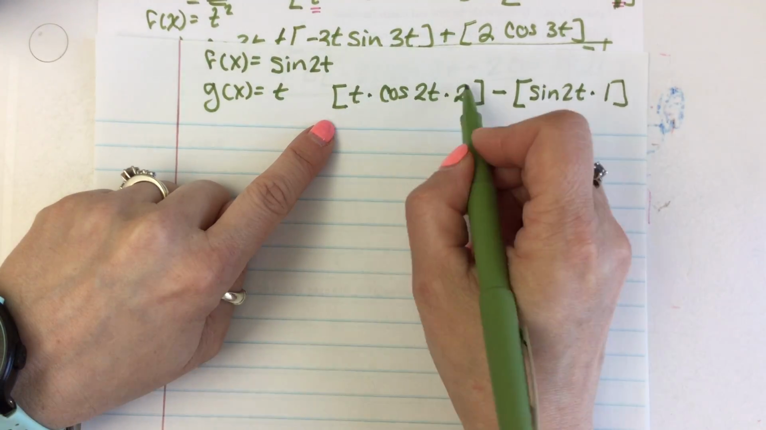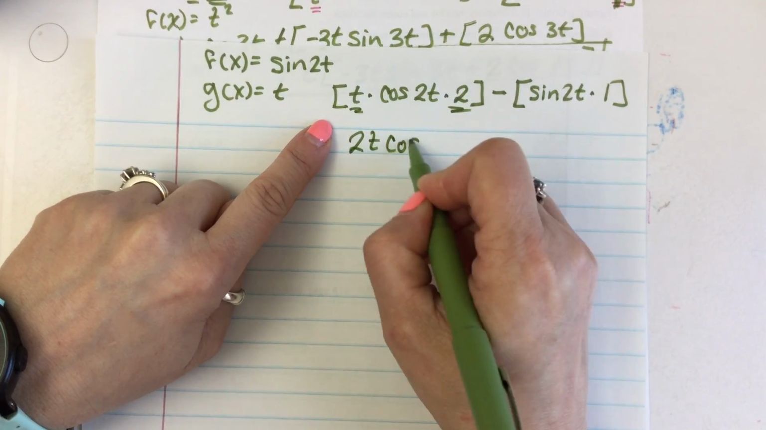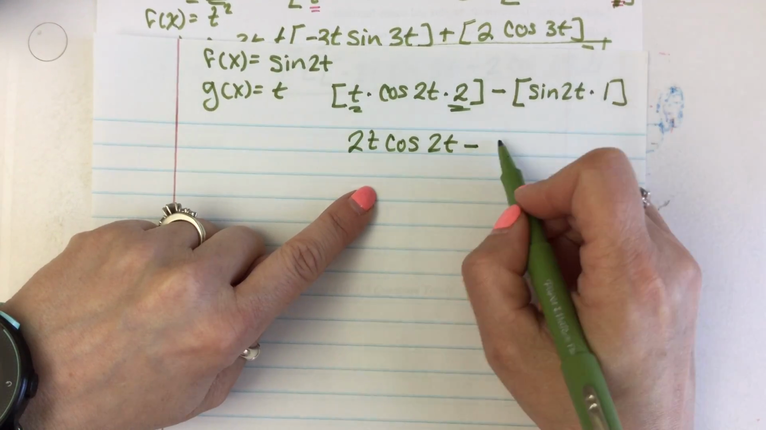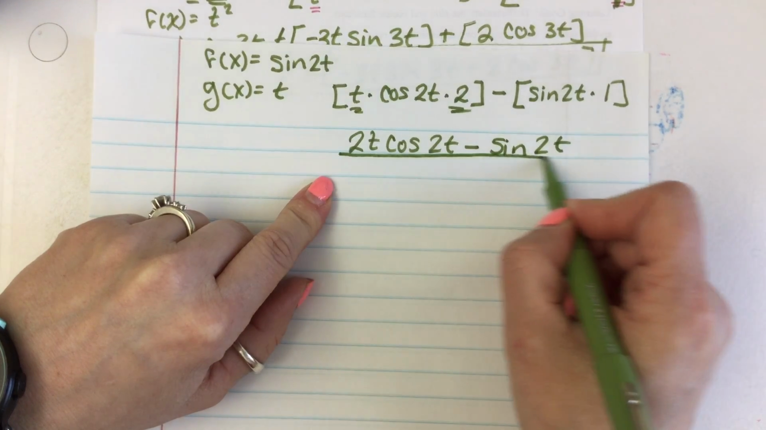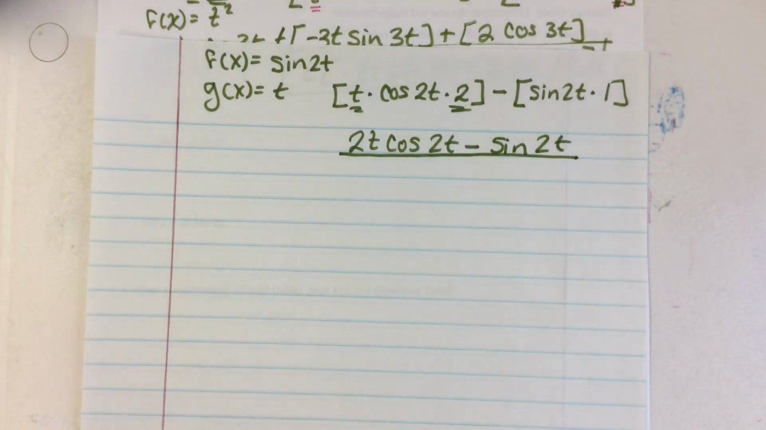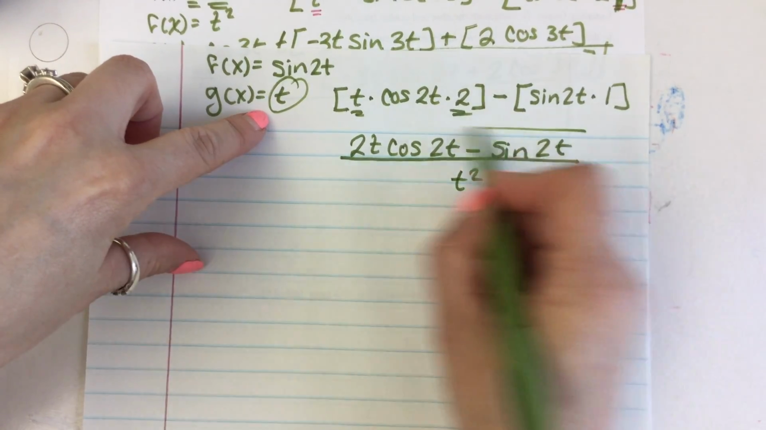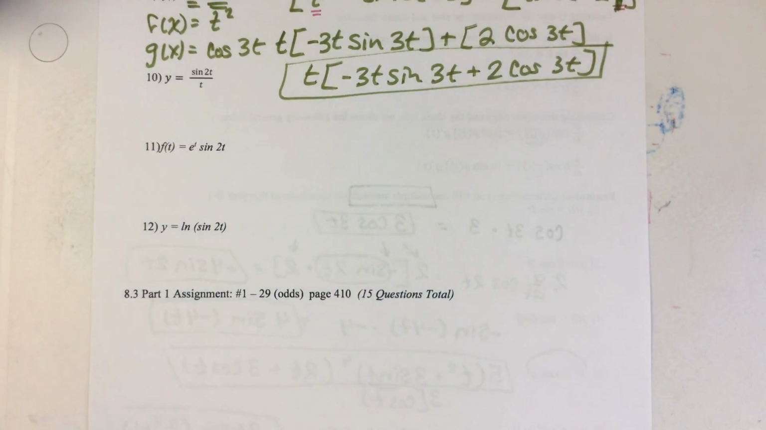When I look at this, I can multiply these two things together, making this 2t times the cosine of 2t minus 1 times the sine of 2t is the sine of 2t. So that's the top. When you do the quotient rule, the denominator is always g squared. So it would be t squared. Okay, let's look at the next one.